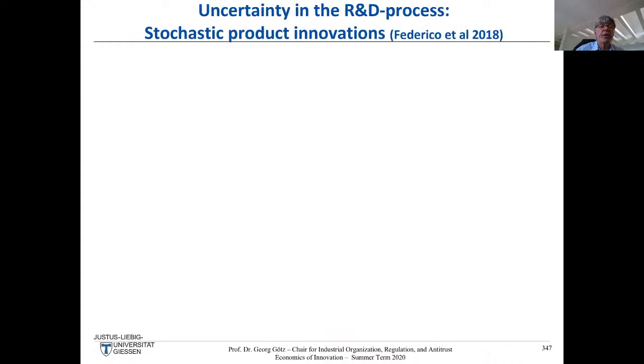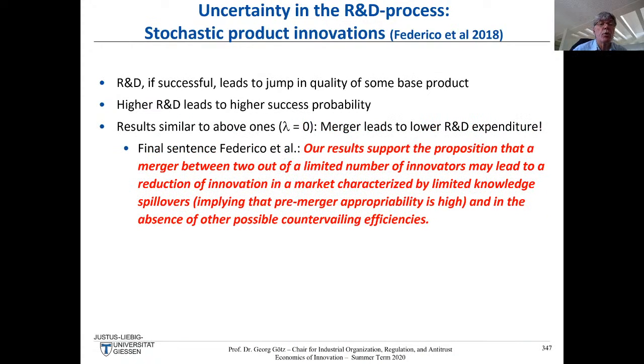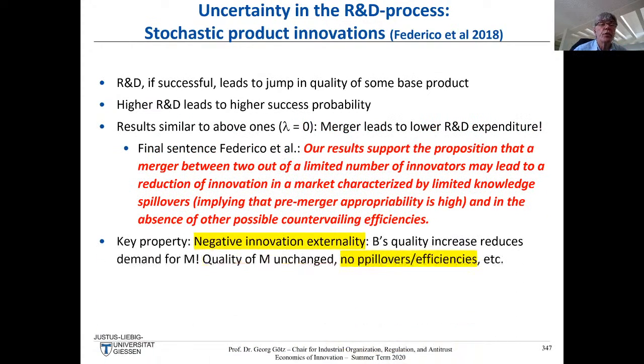I think there is also another interesting part which also relates to our discussion of patent races and so on, where you have stochastic product innovations. I don't want to go into detail right now. What you do here is that higher R&D leads to higher success probability. That's exactly what we did in our patent race model. Here's this negative spillover parameter or this negative innovation externality I have been discussing previously.